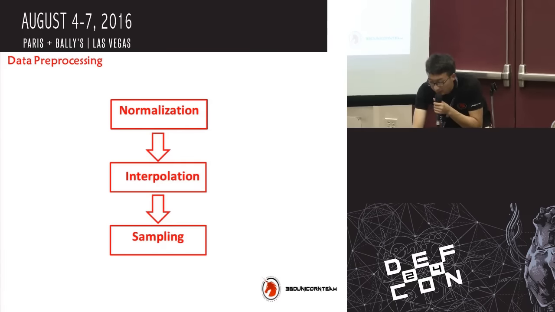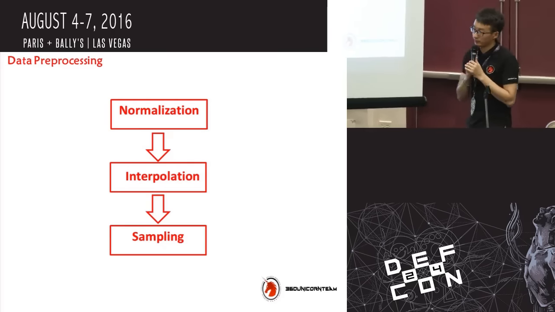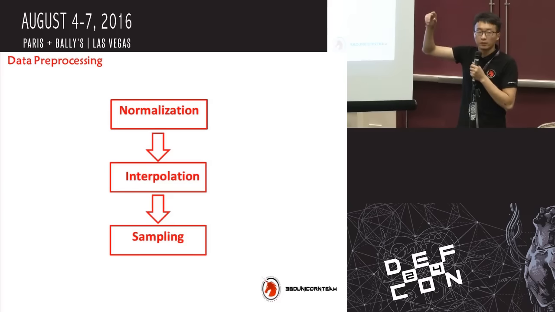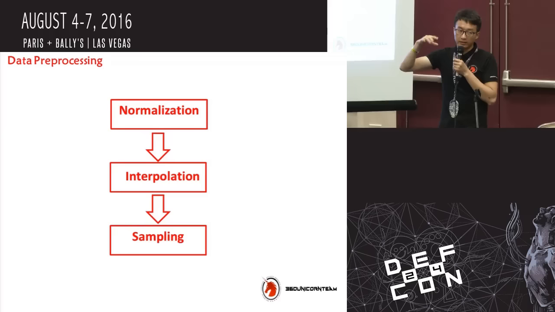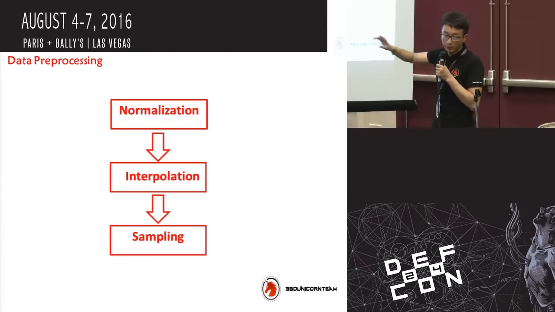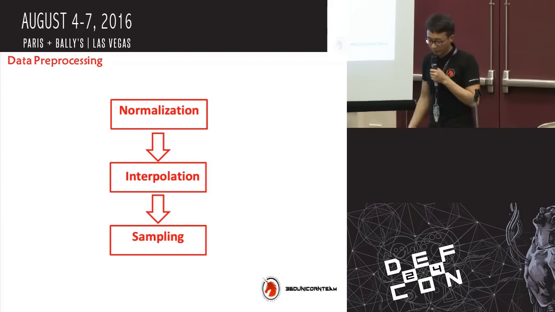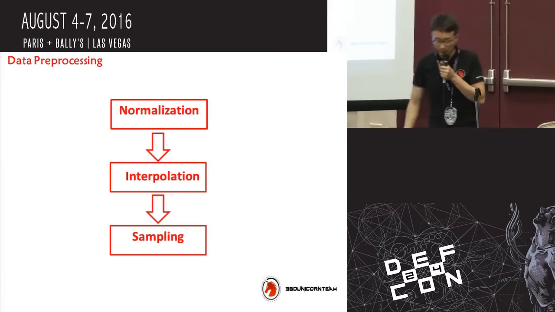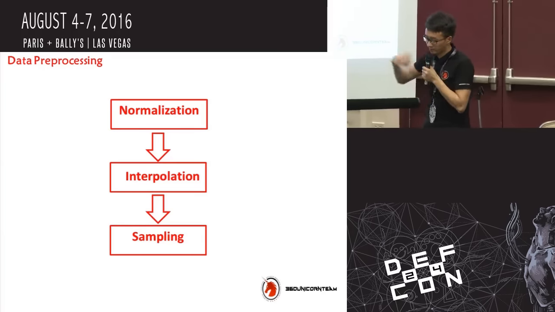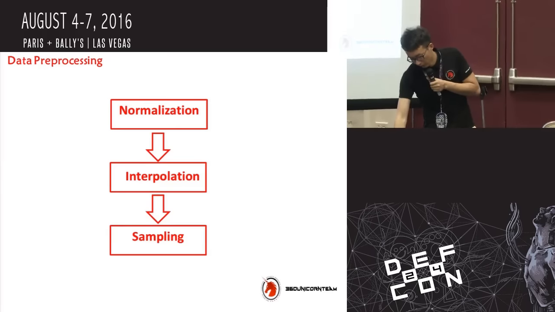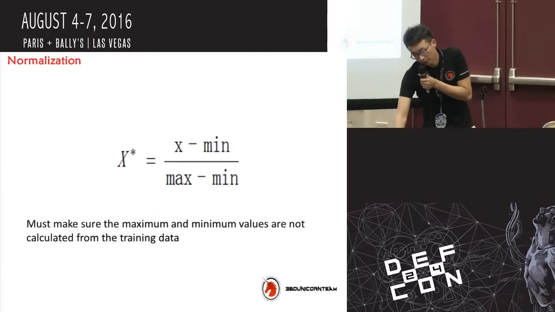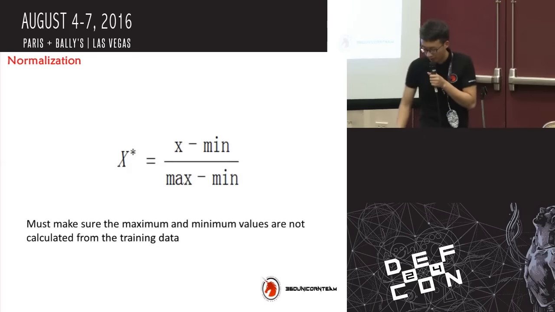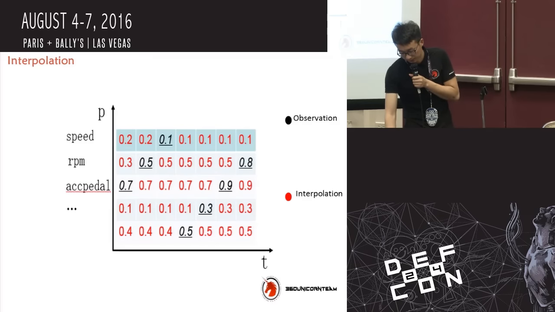The data are at different scales. For example, the RPM might range from 0 to like 1,000. For the RPM you have to do a conversion to get the real RPM, and the speed is also like that. So before you use the data to train the model, you have to normalize it to make it range from 0 to 1. So that's normalization and interpolation. I will explain. I use this simple equation to normalize the input.